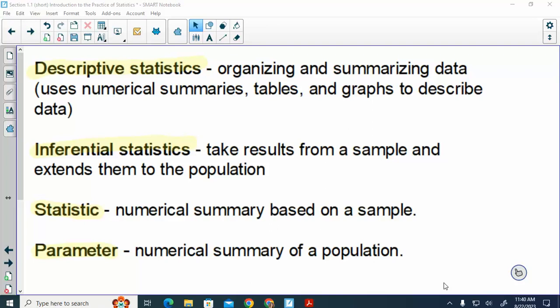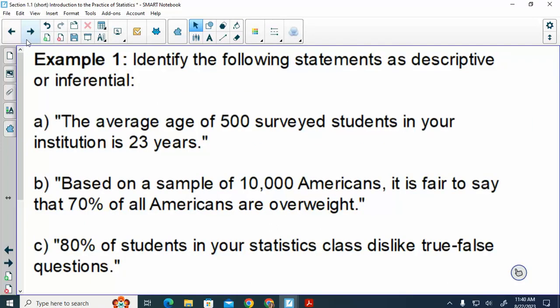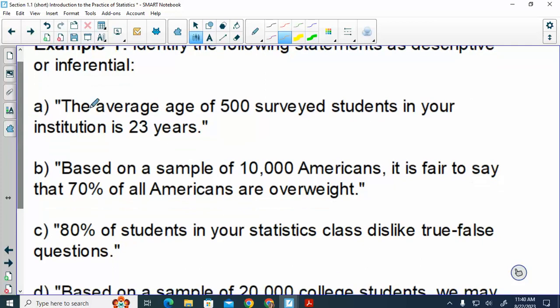Let's look at some examples. So I think we have our definition slide, and then I printed my actual slides with the examples. So example 1. First, let's just decide if we are descriptive or inferential. The average age of 500 surveyed students in your institution is 23 years. Did I describe what happened, or did I make a guess about it? Descriptive. I'm just telling you what I found.